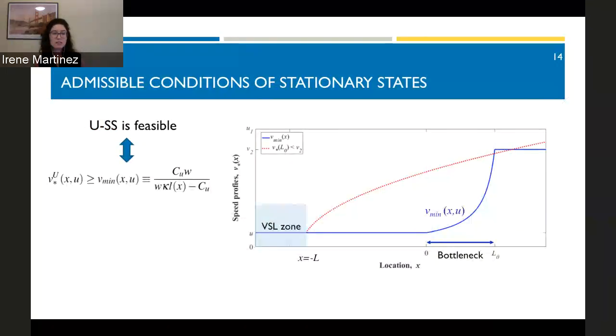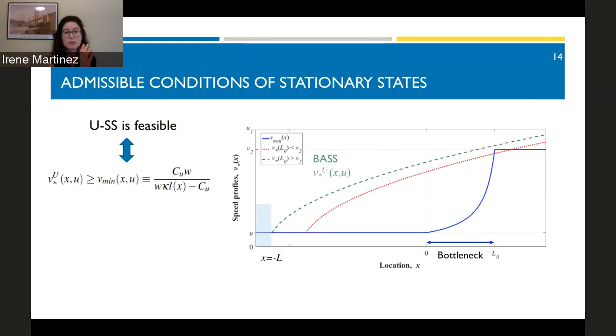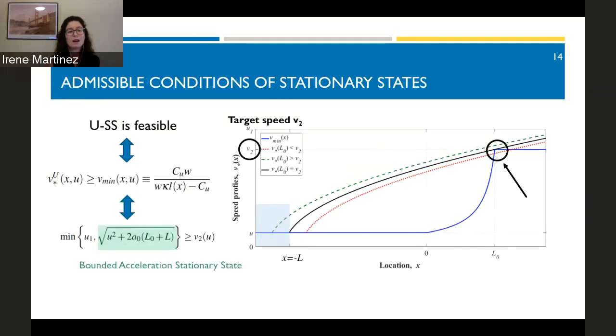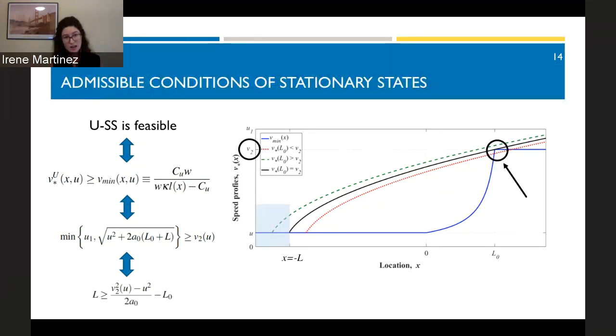So when is this uncongested stationary state feasible? Let's say that we have a variable speed limit zone that ends at a given location, x equals minus L. Here the zone is in blue. So we have this bounded acceleration stationary state profile, but it's not feasible because it doesn't satisfy the condition on the minimum speed. So what we can do is move this control further upstream, having a bounded acceleration state that is feasible. We can move this speed profile back and forth and see that the condition is actually a condition on the speed at the end of the bottleneck. So this location basically needs to be enough to guarantee that the V2 speed is reached at the end of the bottleneck.